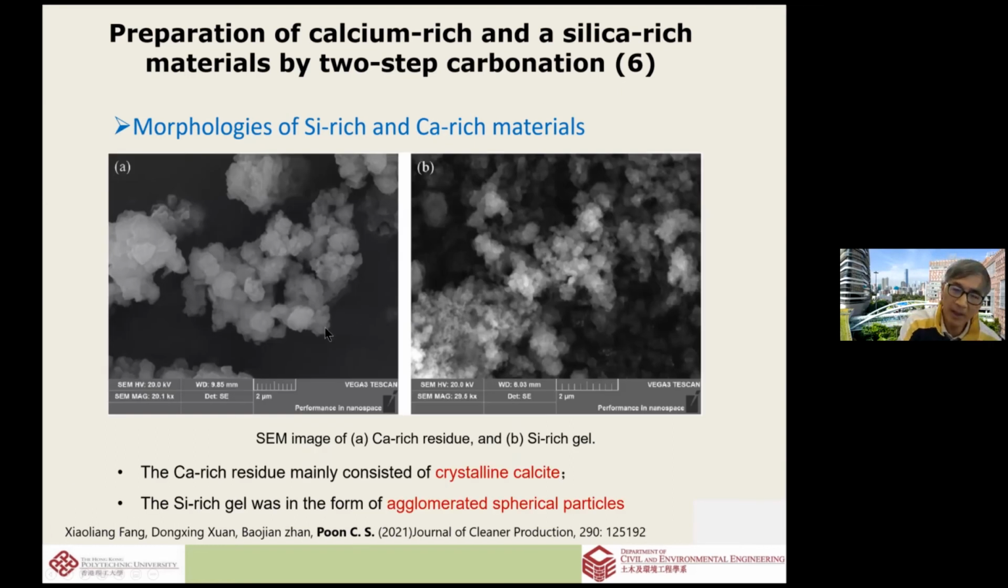When we look into it with a scanning electron microscope, similar to the previous presentation by Mr. Lim, we can see that the calcium carbonate particles are very small. This scale is 2 micron, and the calcium carbonate is about 0.1 to 0.2 micron in size. We call this nano calcium carbonate, which is a very good material for use in the concrete industry.